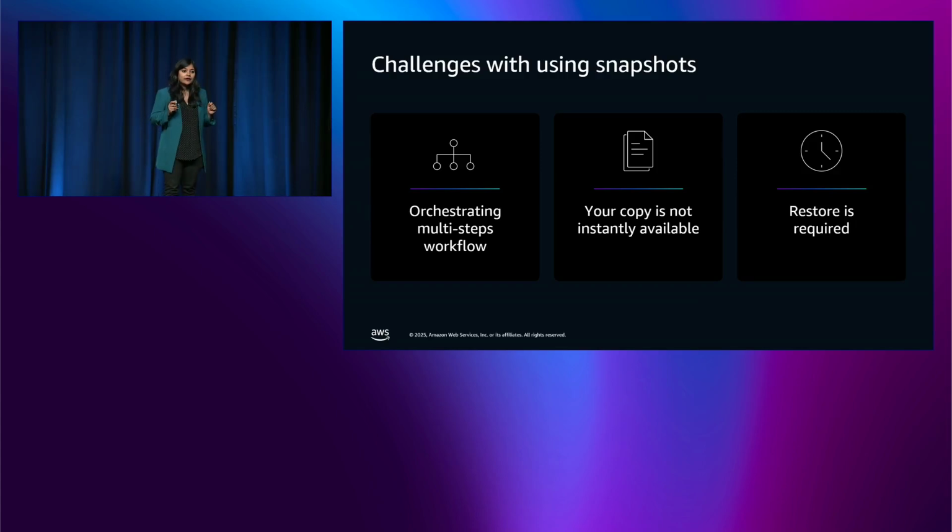All right, especially for the dev test use case where you just need to create a copy of your volume, there are certain limitations, especially if you need an instant copy of your volume. Like I mentioned before, snapshots have at least 2 steps. You need to first create the snapshot, and then you need to restore your volume from that specific snapshot. Your copy may not be instantly available depending on which option you're picking. Restore is definitely required.